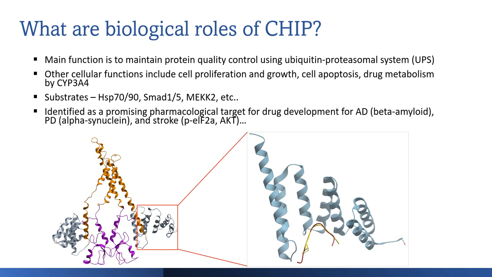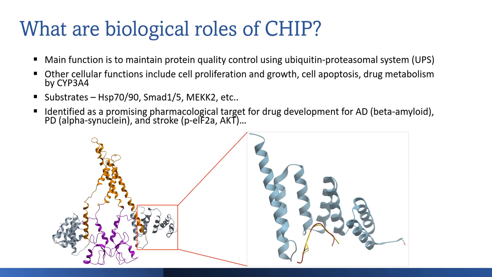CHIP has a wide range of substrates, such as heat shock protein 70 and 90, SMAD1 and 5, and MEKK2. Most substrates, but not all, bind to the TPR1 domain of CHIP, which is the region colored in blue. As shown in this figure, the ribbon represents the substrate that interacts with the TPR1 domain of CHIP.